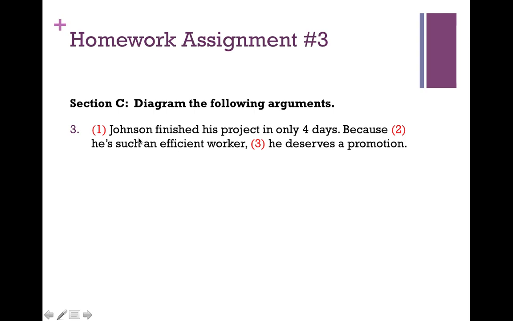But what is 1 doing? Johnson finished his project in only 4 days. How does that relate to 2? Are 1 and 2 giving independent reasons for 3? Well, no, it doesn't really seem like it. It doesn't seem like 1 is offering a separate line of thought that's supporting 3 independently of 2. How about, is 1 working dependently? Well, I'm not really sure that's going on either. Because it seems like 2 by itself is offering some kind of evidence for the fact that Johnson deserves a promotion. So what's 1 doing here?